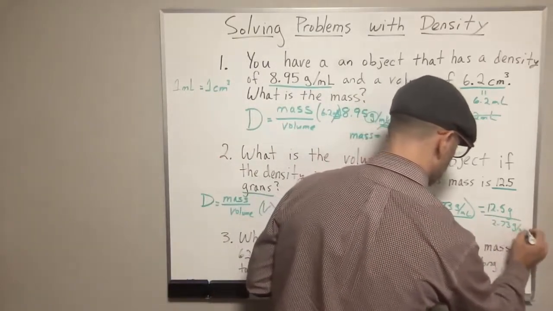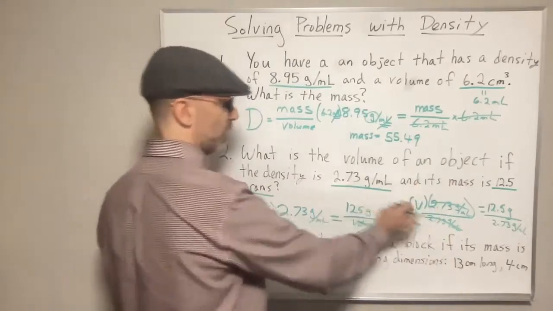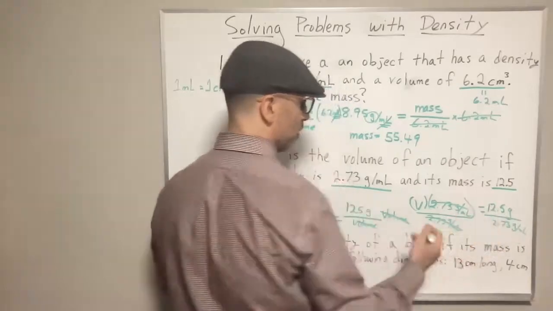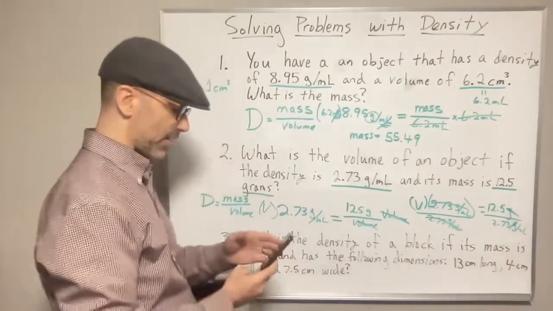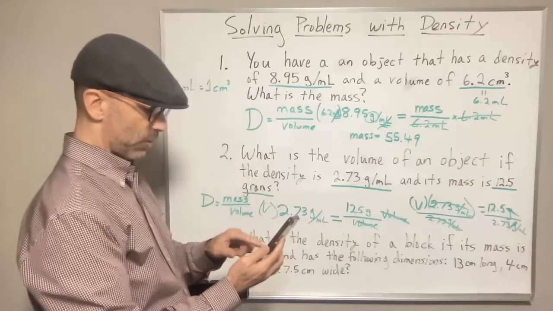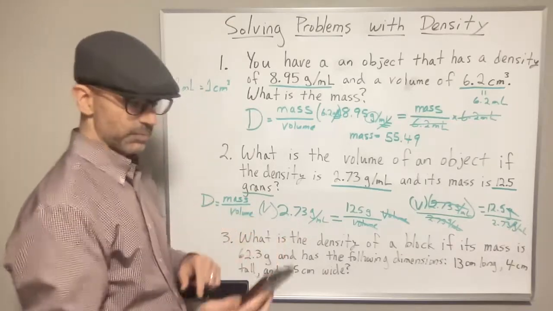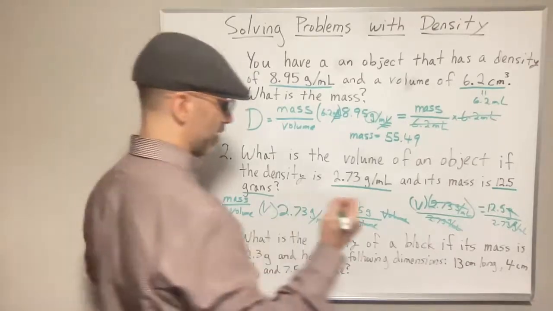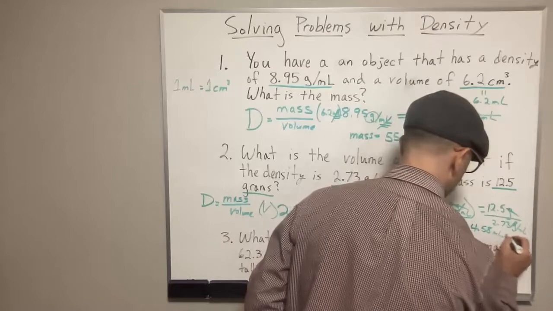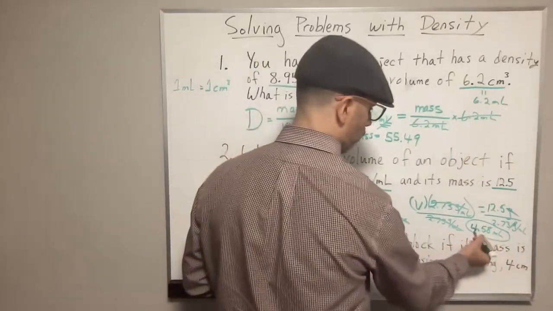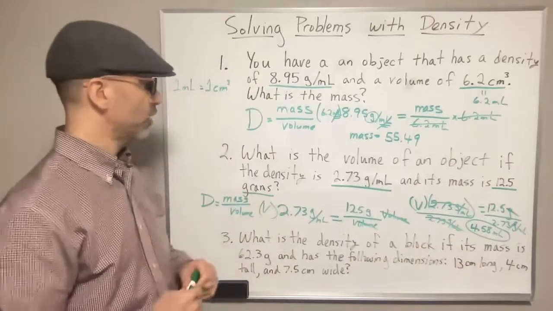2.73 grams per milliliter cancels out. Now I have volume by itself. So the volume ends up being the mass divided by the density. Grams cancels out, and I'm left with milliliters. If we calculate that out, I take the mass, 12.5, and divide that by 2.73, and I get 4.58 milliliters. I'm rounding, it was like 4.578, rounding the last digit to 8. So that would be the volume of your object.